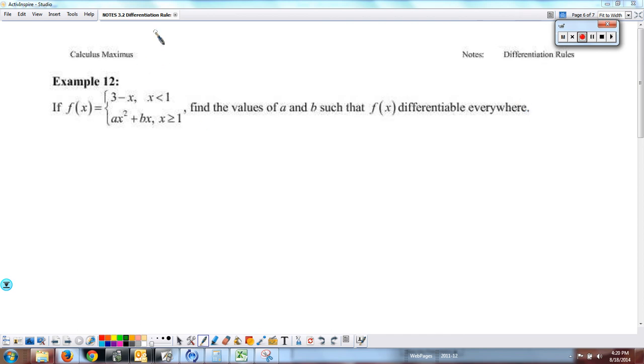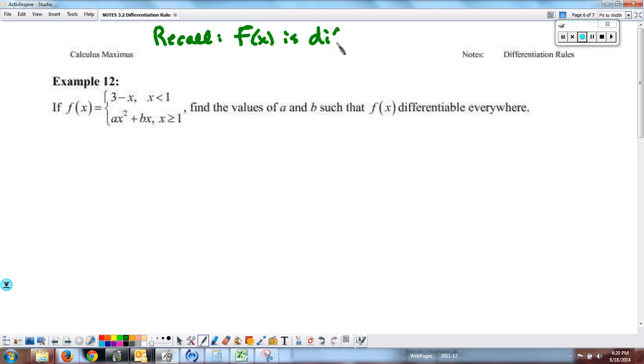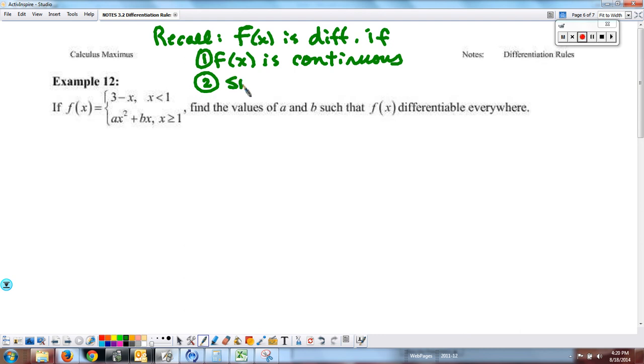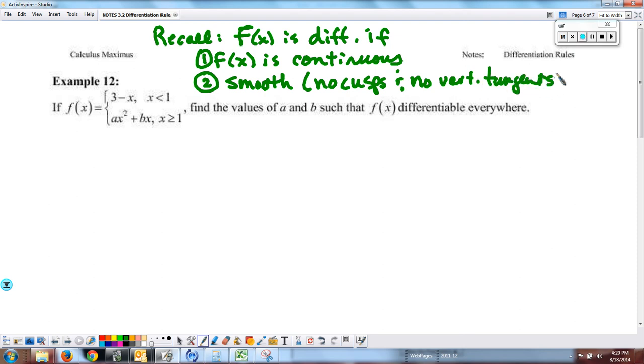Now, if you'll recall, this is from the last chapter, a function f of x is differentiable if two things occur. If f of x is continuous, that's number one, and two, you want to make sure that it is also smooth, that it has no cusp and no vertical tangents. And the first part is pretty straightforward. We did several of those.